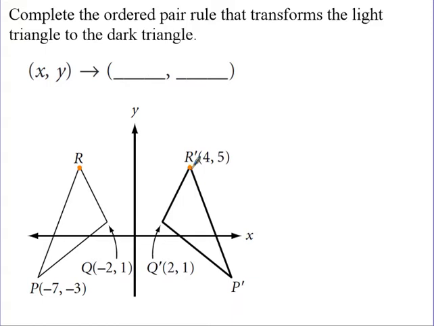Okay, so let's see. I look at Q. Q goes from (-2, 1) to (2, 1). What do you think P prime would be for that point? What do you think the coordinates would be? (7, -3). What would the coordinates of R here be? (-4, 5). So really, what are you doing to the x and the y? You're making the x negative, and what are you doing with the y? Leaving it alone. Okay, so you might have to draw in the points and kind of compare those.